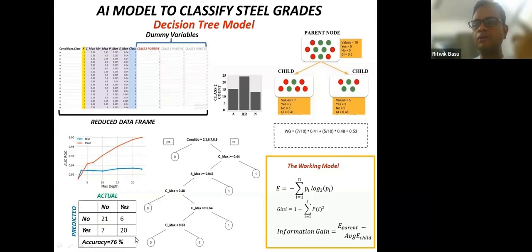Now, why this low accuracy? One reason is there are many hidden overfitting. You cannot completely get rid of overfitting in a decision tree. So that is one of the disadvantages, but still I'll show you why it is good at some point. So that is all about decision tree.